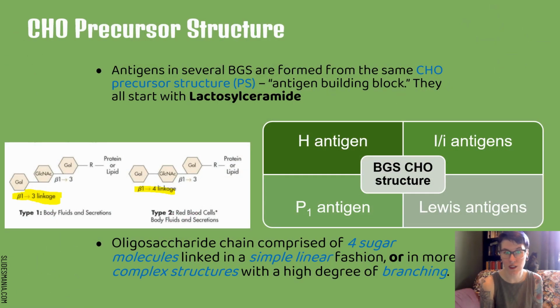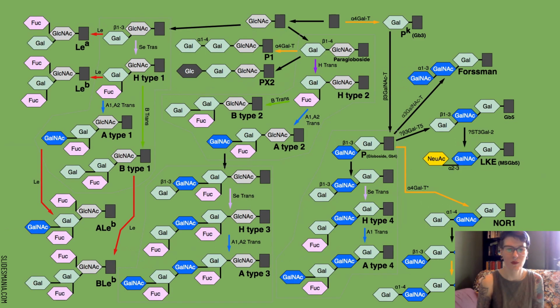All the carbohydrate antigens have a common precursor structure. This is an antigen building block that is a lactosyl ceramide. There's the type 1 that is in body fluids and secretions, and then the type 2 that is primarily on red blood cells. So don't be overwhelmed by this image. I just really like it because it ties everything together. Remember, they're all starting with that common precursor, and then they branch out to form their own antigens.